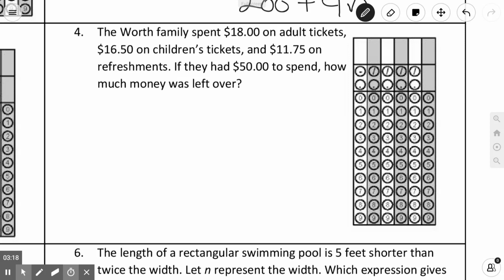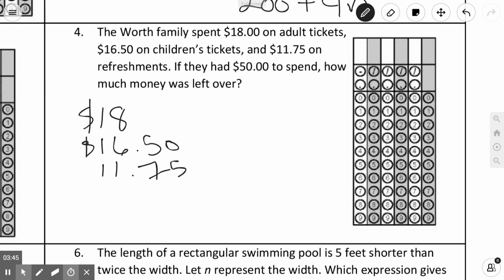Question 4 says the Worth family spent $18 on adult tickets, $16.50 on children's tickets, and $11.75 on refreshments. They had $50 to spend. How much money was left over? So they spent $18 on adult tickets, $16.50 on children's tickets, and $11.75 on refreshments. They had $50 total. How much was left over? So it doesn't look like we're repeating anything, so we just add these together.